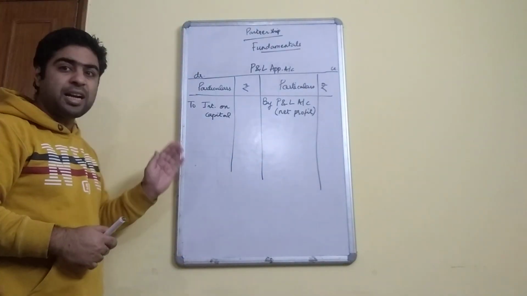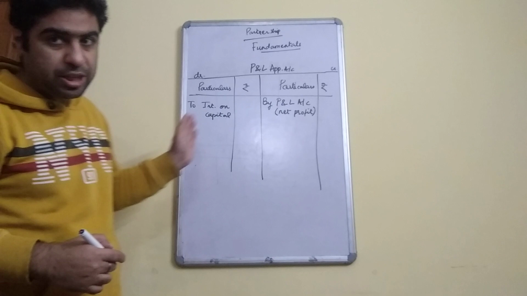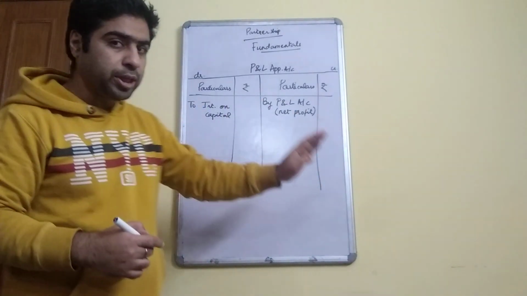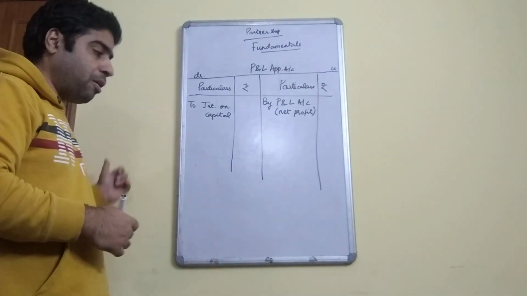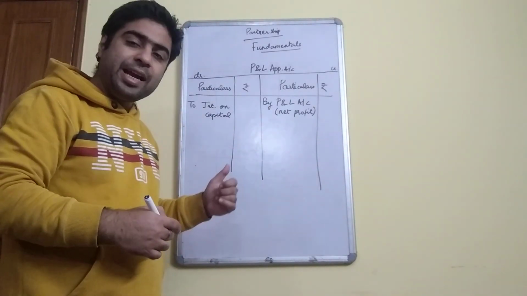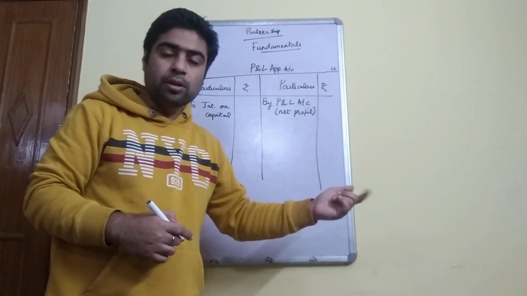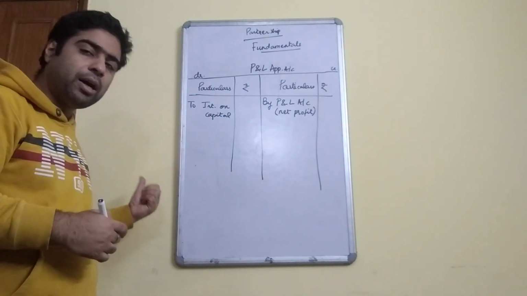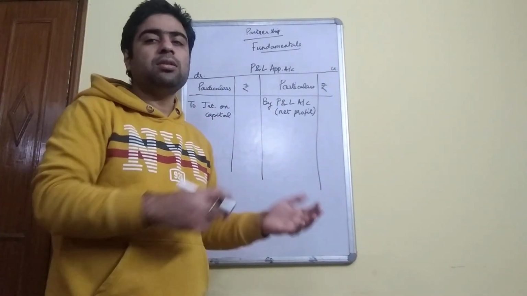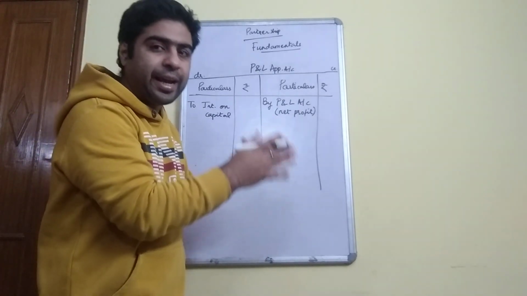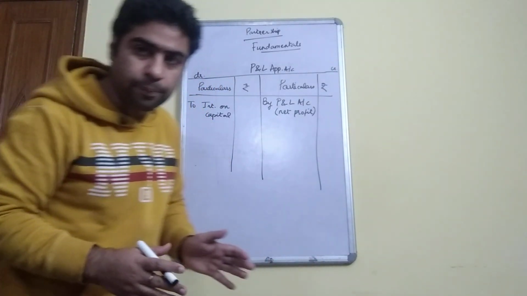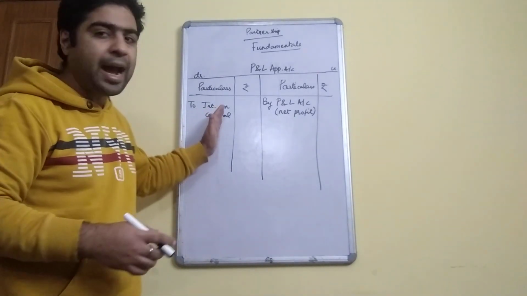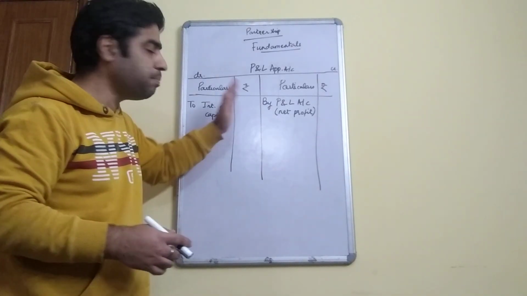So what it means is that a partner is investing money into the firm, right? In the partnership firm, a partner is putting money in. Now, the firm will pay interest to the partner. So this interest on capital is a sort of an expense to the partnership firm. And as a result, that interest on capital has to be shown as an expense on the debit side of the P&L appropriation account.